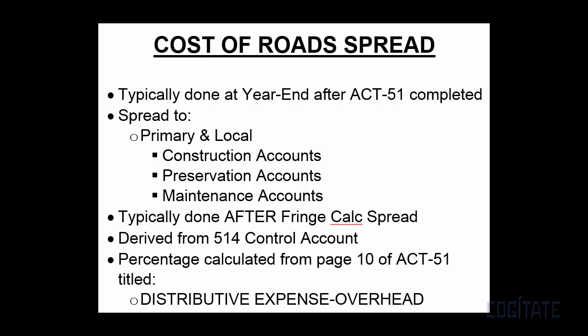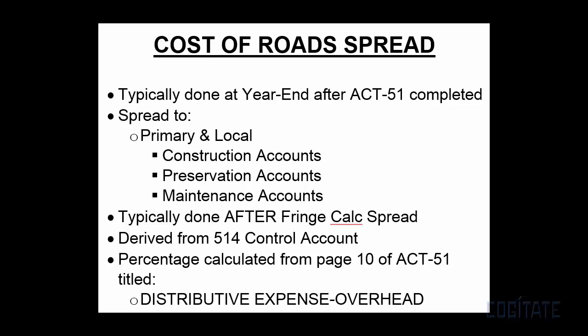Today we are going to show you how to run the cost of roads spread. This is typically done at year end once you've completed your Act 51 report. A typical road commission will spread the cost of roads to the primary and local, construction, preservation, and maintenance accounts after the fringe calc has been completed and spread.